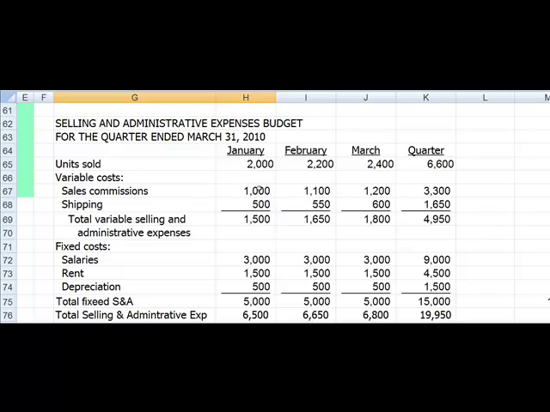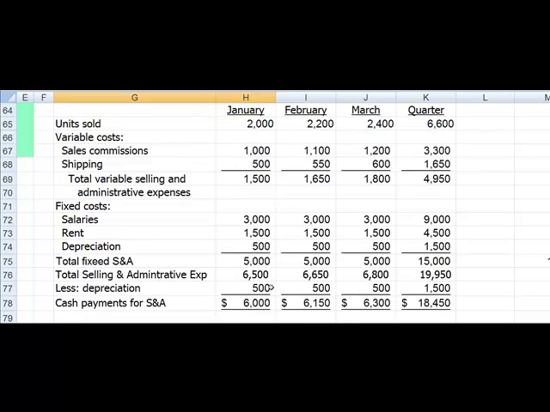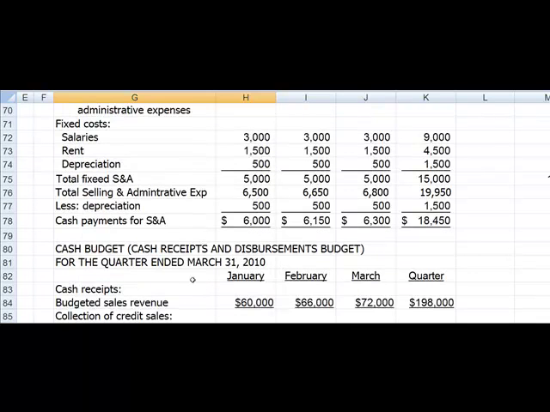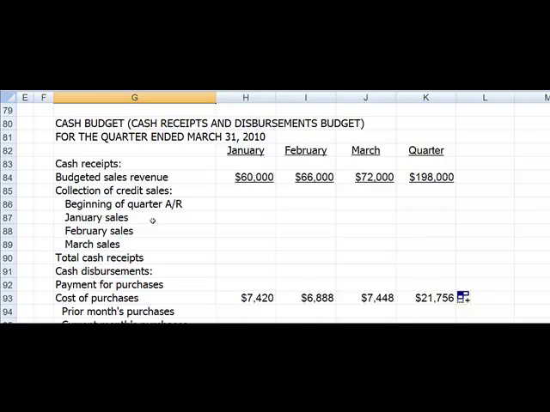And you can get the information from the assumptions. You've got your variable costs and your fixed costs. And like the production or the overhead budget, we are deducting depreciation to get to our cash payments. Remember, in the cash budget, we only want to look at cash inflows and cash outflows. So to start the cash budget, we look at our cash inflows.